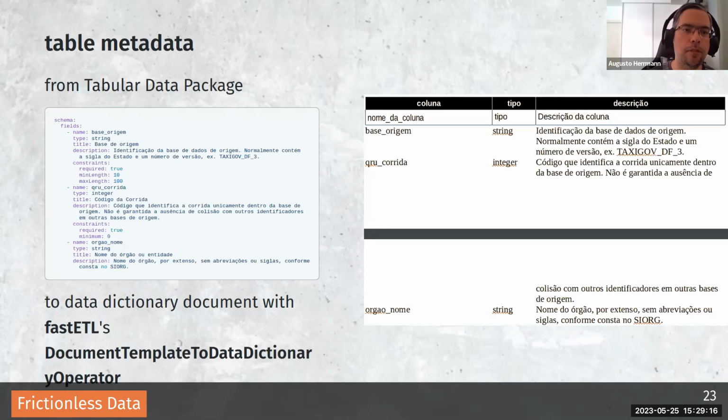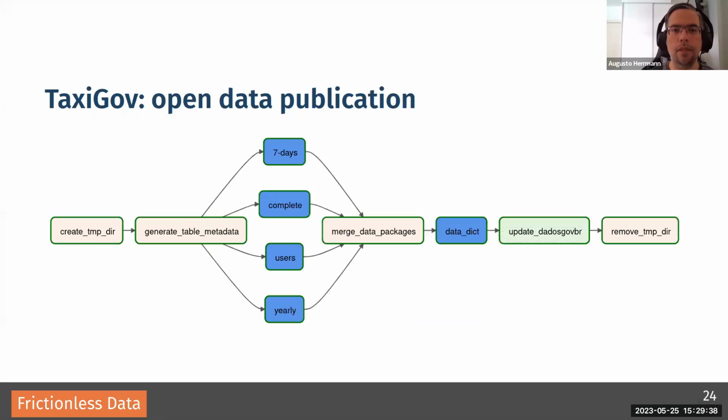And that is a table schema, YAML, there on the left. And there on the right is the data dictionary that is created with the document template data dictionary operator. You just pass the parameters to the operator, and it creates a document for you just with the information it read from the tabular data package. And this is the pipeline for open data publication of TaxiGov.